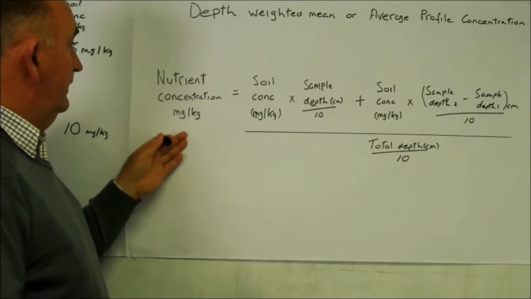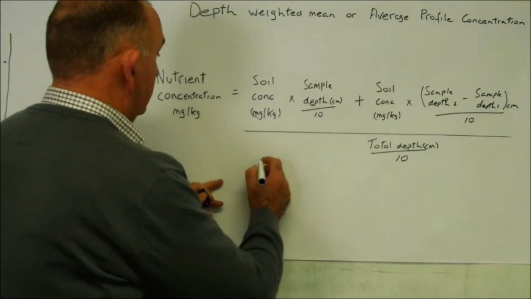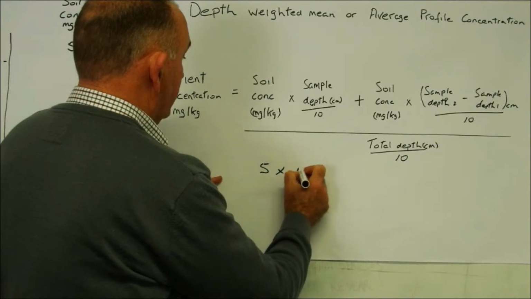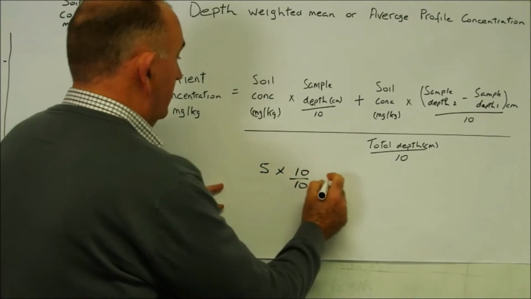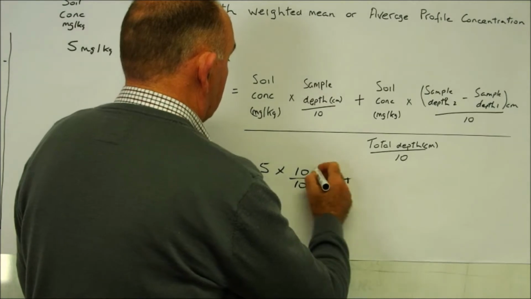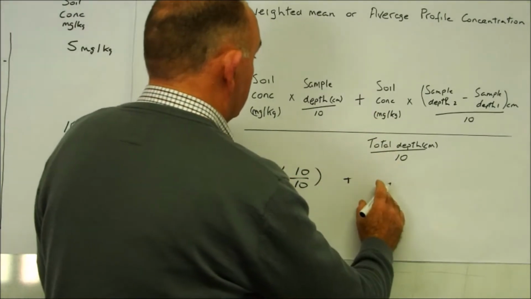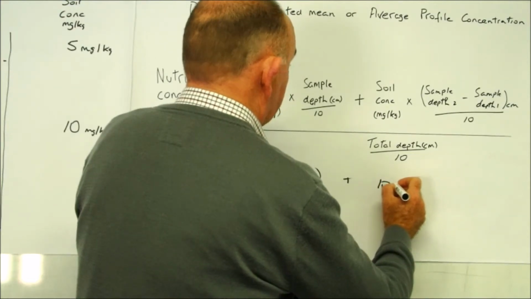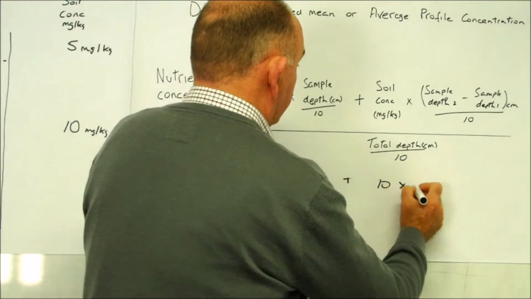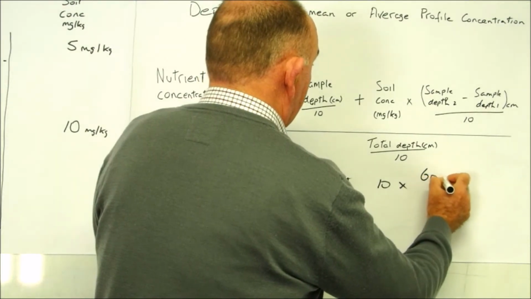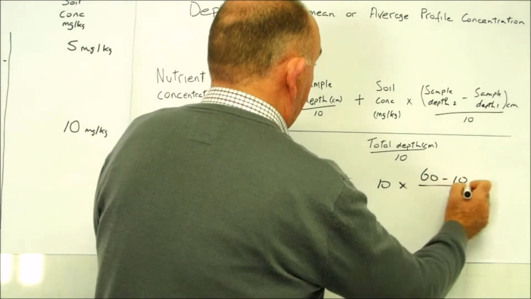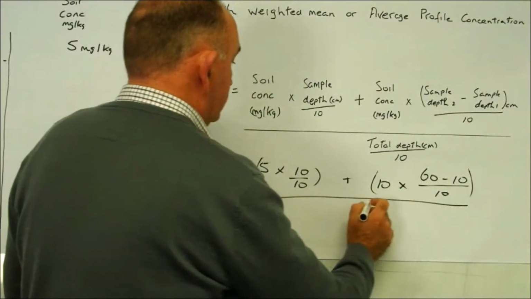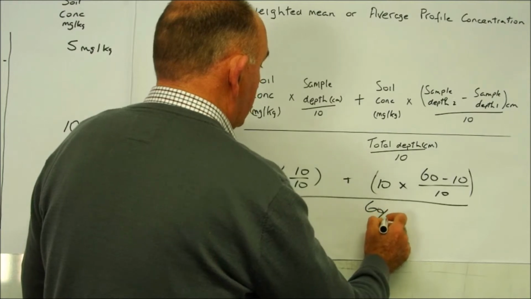Okay, for the example we gave there, the soil concentration for the 0 to 10 centimetre layer was 5, by the sample depth, which was 10 centimetres, over 10, plus the soil concentration of the second layer, which was 10 milligrams per kilogram, by the sample depth 2, which was 60, minus the sample depth 1, which is 10, over 10, right? And that's all over the total depth, which is 60, divided by 10.